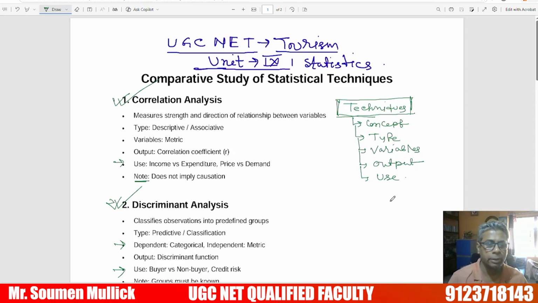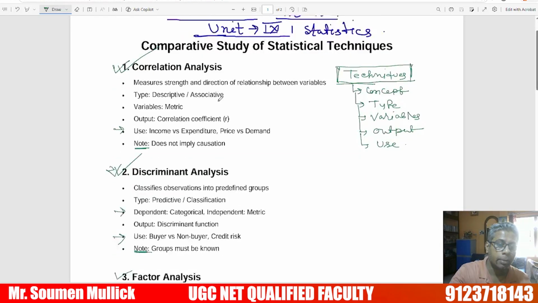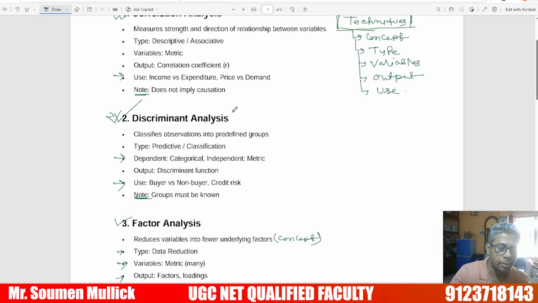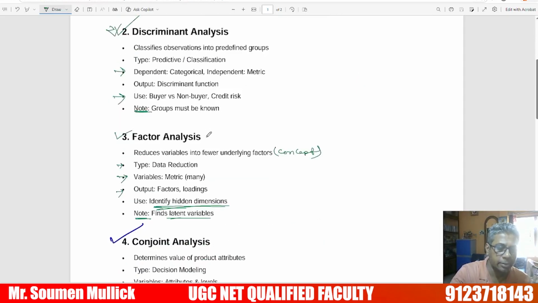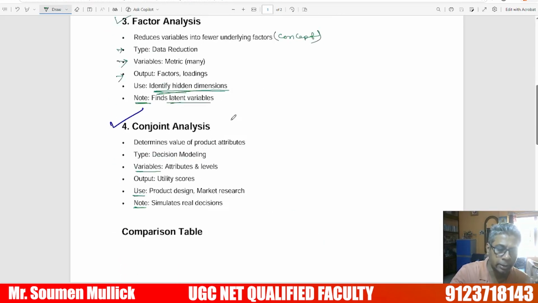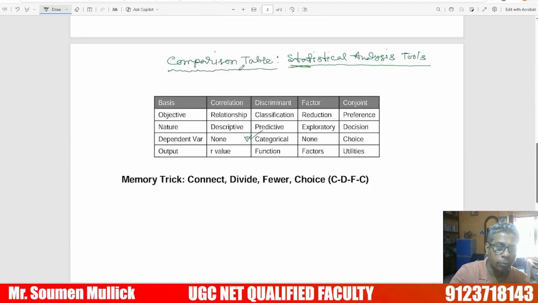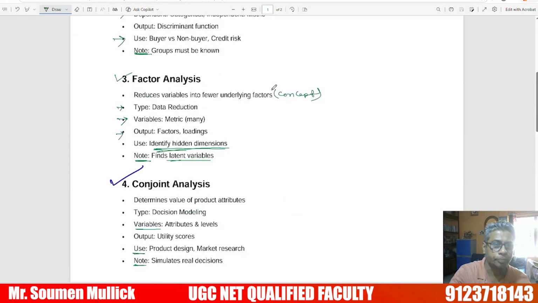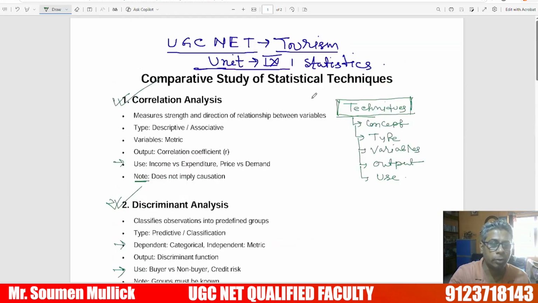What are the important areas of statistical analysis? Number one, correlation analysis; number two, discriminant analysis; number three, factor analysis; number four, conjoint analysis. Finally, we will compare these analyses too. First of all, correlation analysis.